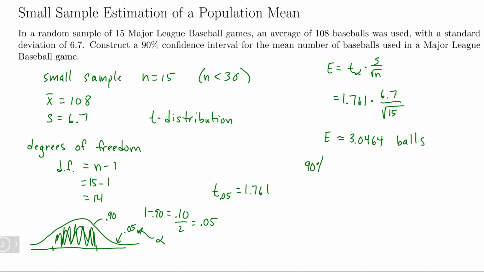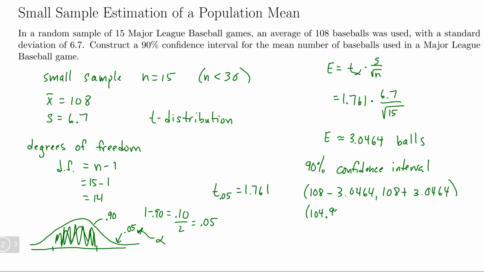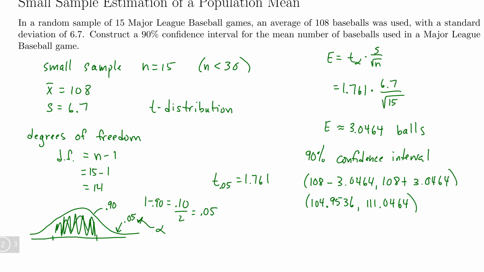So to construct our 90% confidence interval, we will do the same thing we did in the previous problem, which is to take the sample mean and subtract the error, and then take the sample mean and add the error. So we get an interval of 104.9536 to 111.0464.